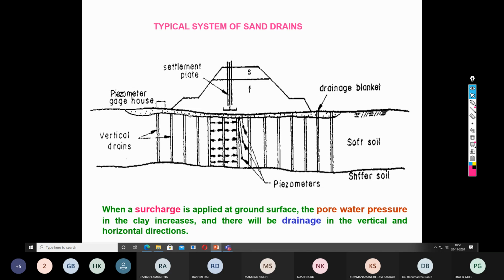Which is laid on top of the ground and interconnects all the sand drains. This slide gives a lot of details about the complete arrangement, including the instrumentation required for the sand drains. We require settlement plates for monitoring the settlements. We require piezometers to measure the change in pore water pressure with time. So this is soft soil.